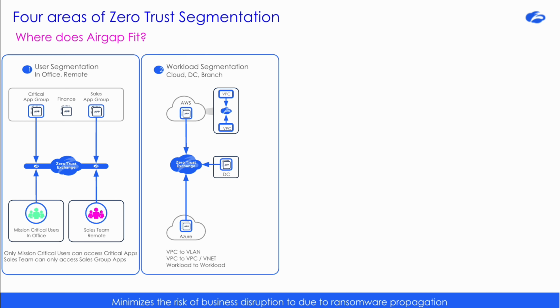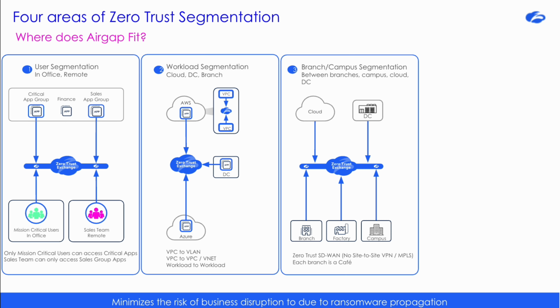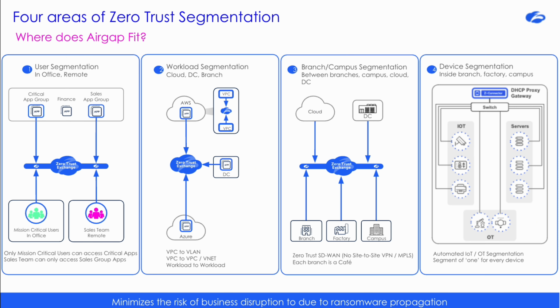Zscaler workload segmentation, where workloads in AWS, Azure, or data centers communicate securely via Zscaler Zero Trust Exchange to prevent unauthorized workload communication across hybrid environments. Taking that same notion to the branch and campus space, branch and campus segmentation stops ransomware propagation, where secure communication between branches, factories, and campuses is governed via Zscaler Zero Trust Exchange.